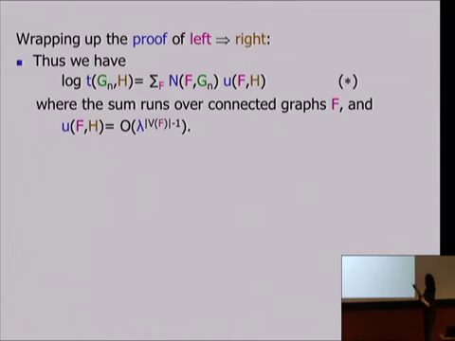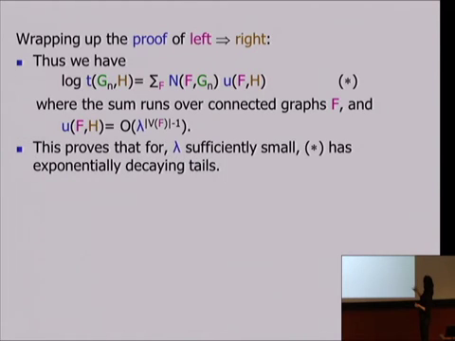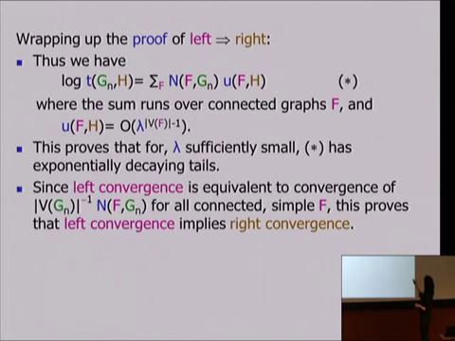Okay, so now I've got this, and that's my tail. And this just shows that I have exponentially decaying tails. So I can divide by 1 over v, I can move that in, I can move the limit inside. And so if it's left convergent, because I can move the limit inside, then I'm going to get that this converges also. So I'm in good shape.